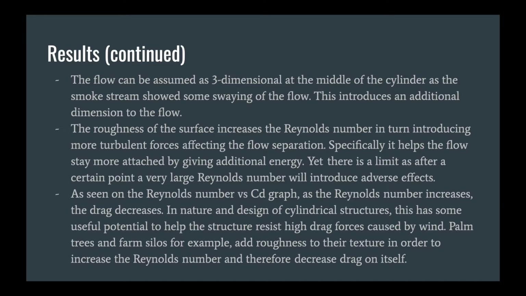Also, we found, as given in the lab manual, that the roughness of the surface increases the Reynolds number, and as a result, the introduction of more turbulent forces adds additional energy, causing the flow to be more attached. And there is a limit to this, because if the Reynolds number increases too much, it will start having adverse effects on the flow separation. We also can see in figure 2 that as Reynolds increases, the drag force decreases. Some of these examples can be seen in natural and human designs. Palm trees and silos, for example, add roughness to the texture to increase the Reynolds number, which in turn decreases their drag.